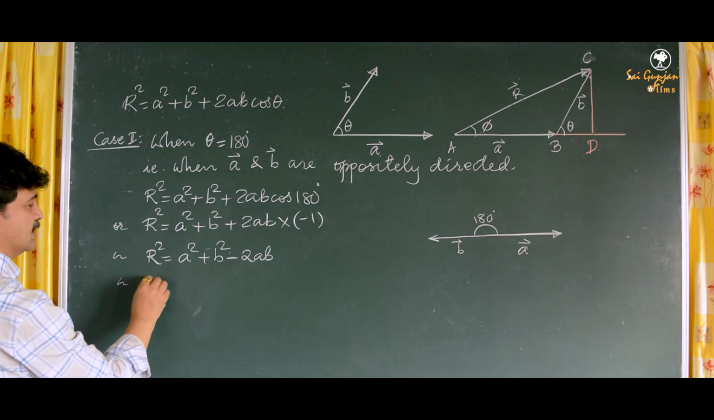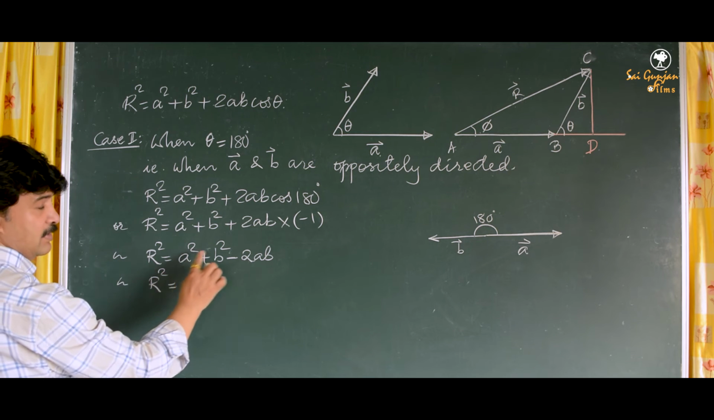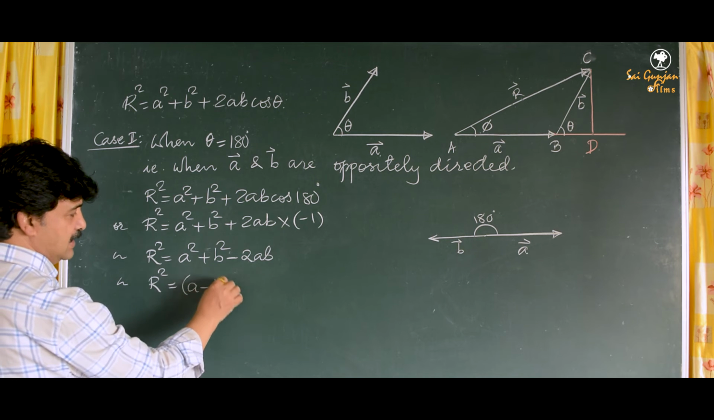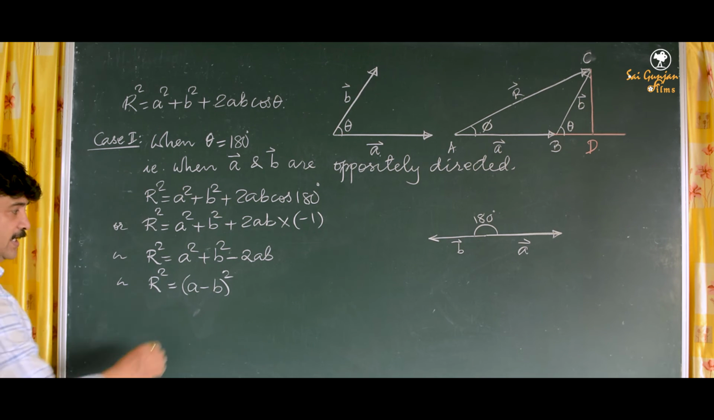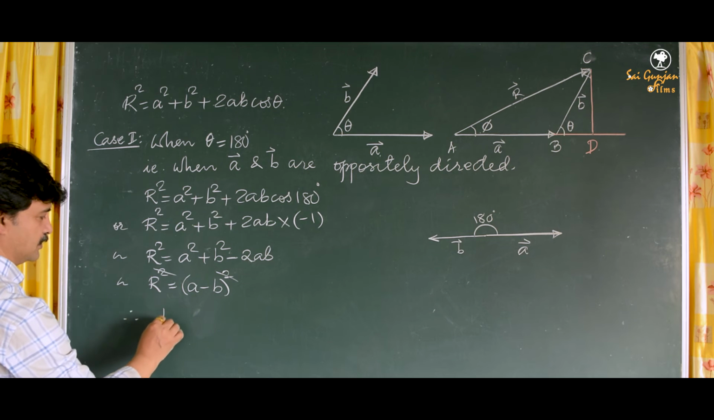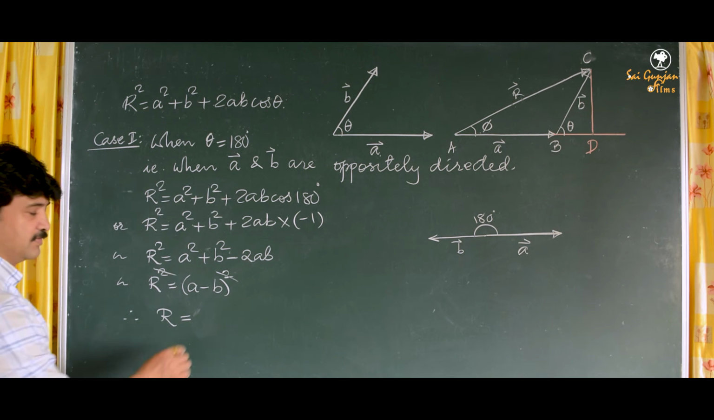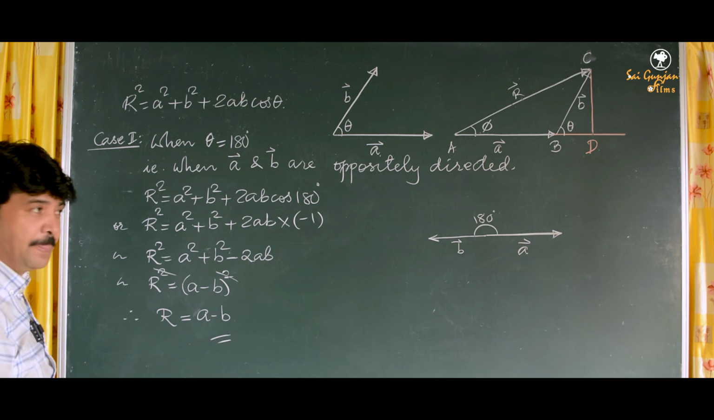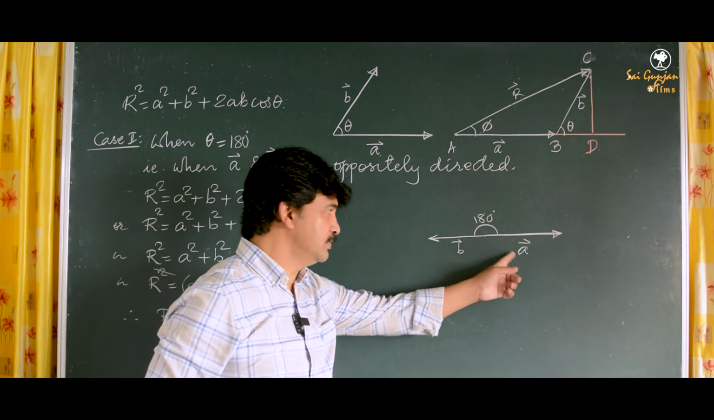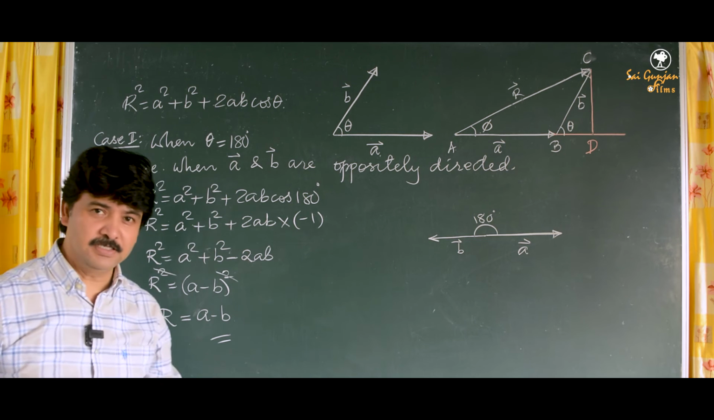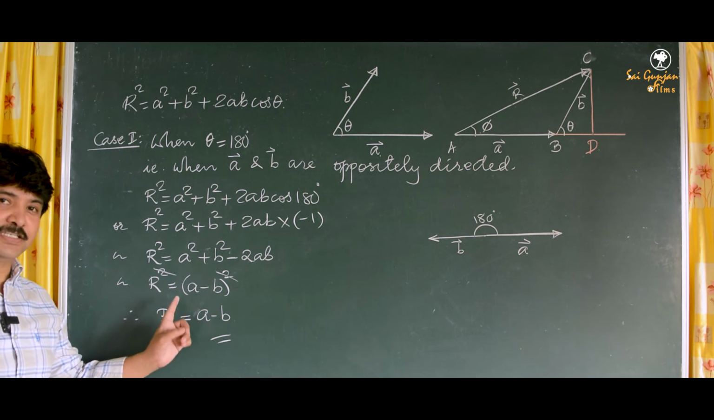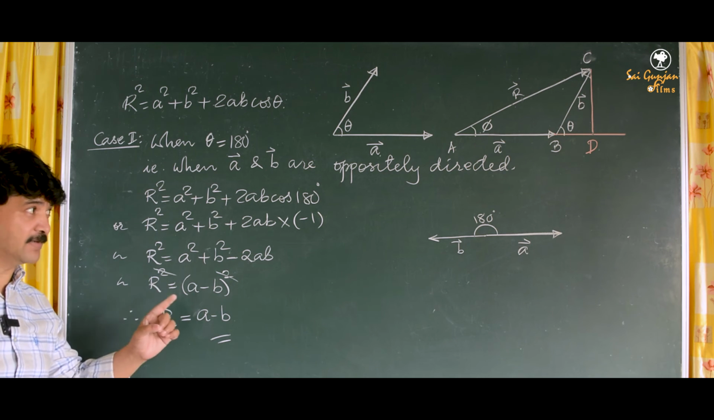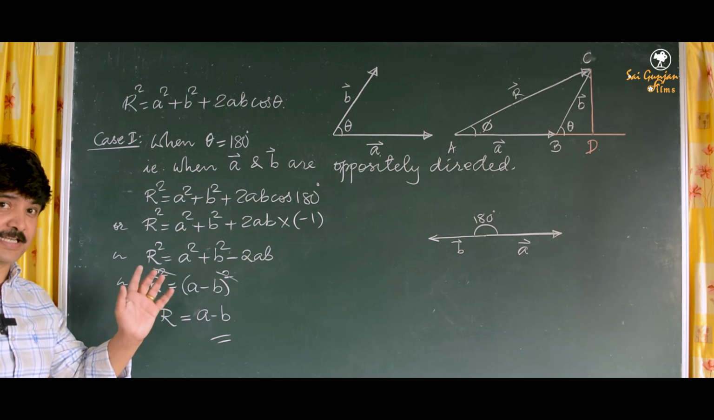Now look at this formula. Isn't it a square minus 2ab plus b square? And what's that equal to? A minus b whole square. So the square you can cancel. So the final resultant will be a minus b. That means when there are two vectors in opposite directions, we find the difference to get the value of the resultant. And that was the point where I started from, no?